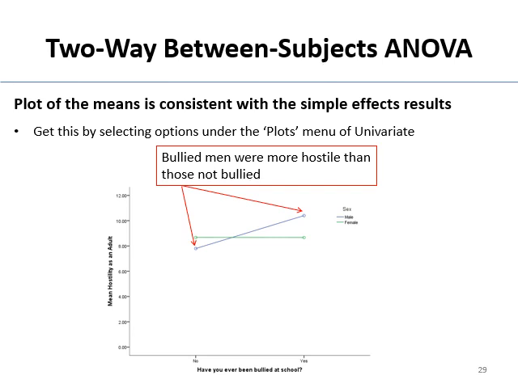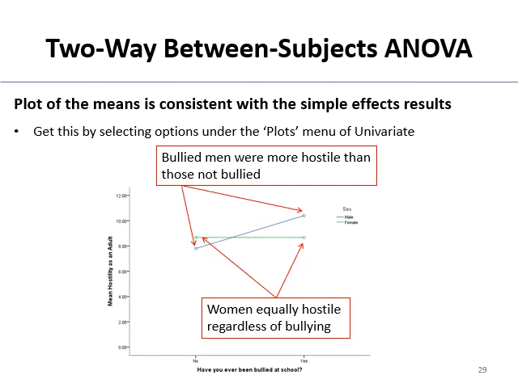But what you see is that among men, remember we did along these lines, those who were bullied were more hostile than those who were not bullied. However, among females, they were equally hostile, or their hostility didn't change, regardless of whether they were bullied or not, okay? So that is consistent with what we saw in the means.